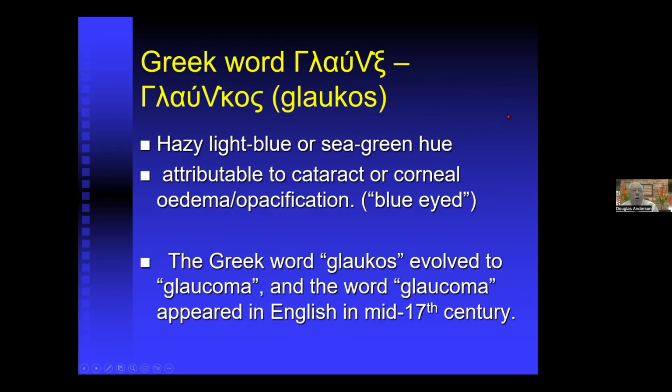Our word for glaucoma comes from the Greek word glaukos, which means simply a hazy light blue or sea green hue, something that nowadays would be attributed to a cataract or corneal edema, or actually would be applied to a person from Scandinavia who had blue eyes genetically. The Greek word glaukos evolved to glaucoma, and glaucoma appeared in the English dictionary in about the mid 17th century.